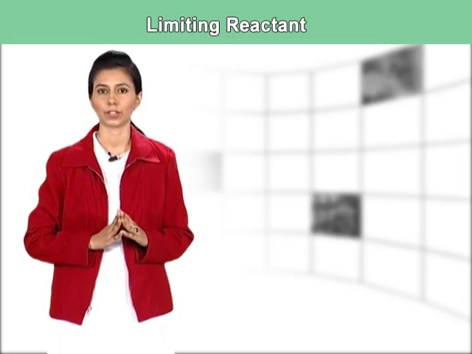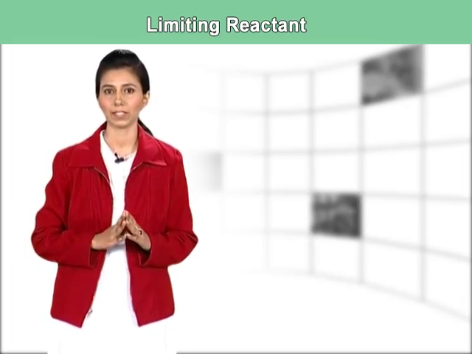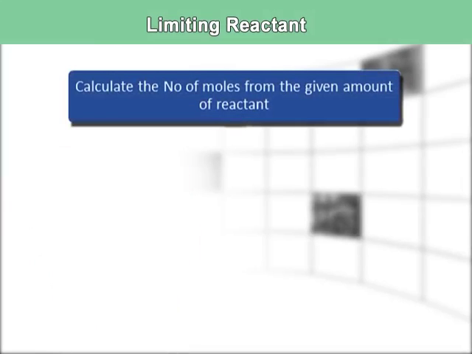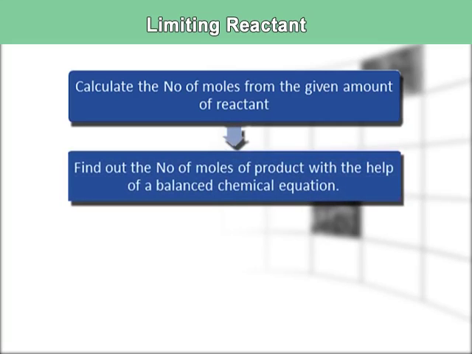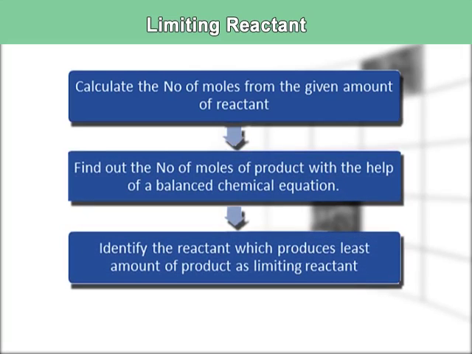In a chemical reaction, to identify the limiting reactant, follow 3 steps. First, calculate the moles of the reactants. Number 2, calculate the moles of the product with the help of a balanced chemical equation. Number 3, determine the reactant which produces lesser number of product.